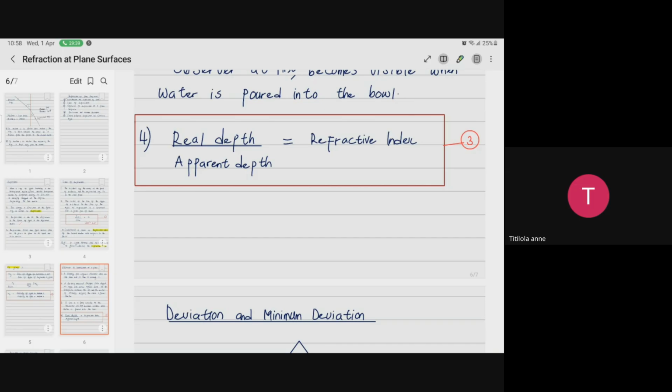Hope you are there. All right, so take note of those three formulas. The first one I gave you was sine I over sine R, and I spoke about the refractive index. Second one is the speed of light in the first medium over speed of light in the second medium. Then the last one happens to be with the real depth over the apparent depth, which will give you the refractive index. So these are the three key formulas I've spoken about.